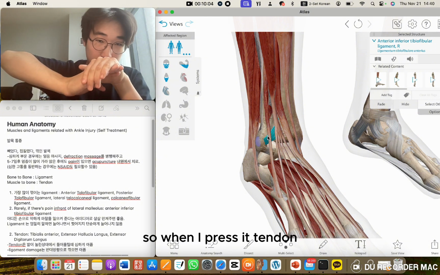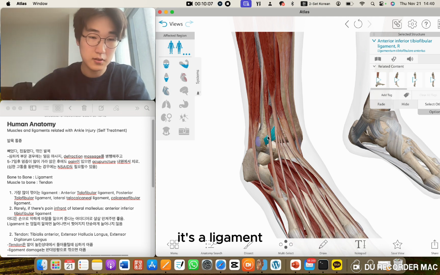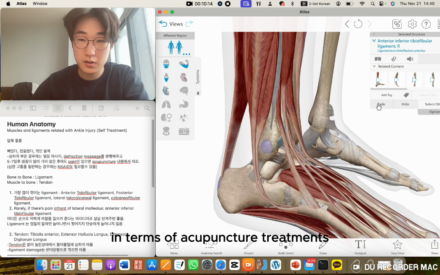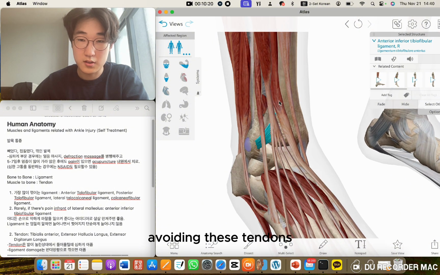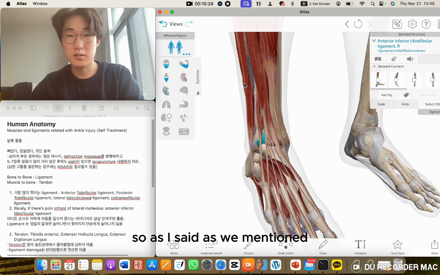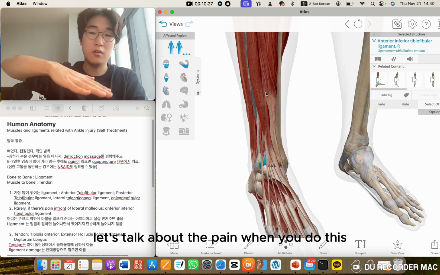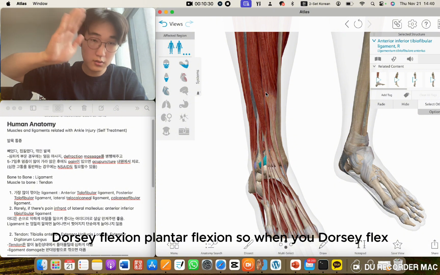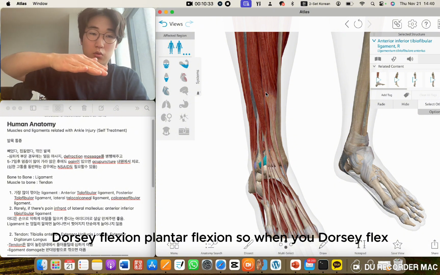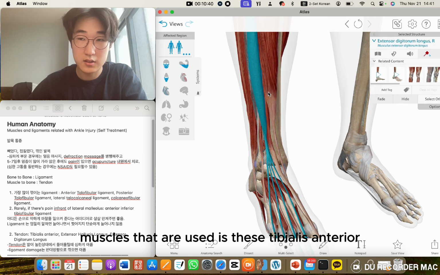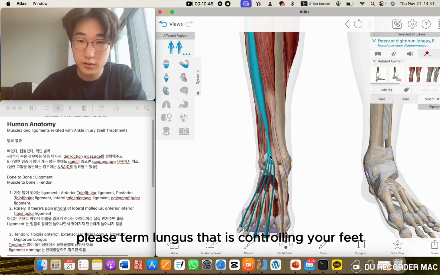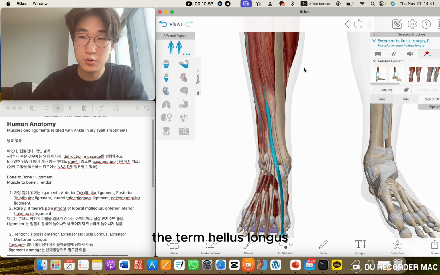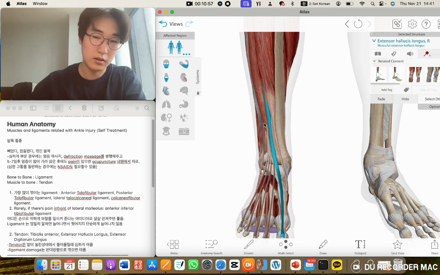So when I press on it, it's the tendon. When I don't press it and you try to do this, it's the ligament. In terms of acupuncture treatment, you basically have to go pretty deep to meet this ligament, avoiding these tendons. As we mentioned, let's talk about the pain when you do this, dorsiflexion and plantar flexion. When you dorsiflex, the muscles used are these: tibialis anterior that goes down here, extensor digitorum longus that controls your toes, and extensor hallucis longus, which is the big toe of your foot.